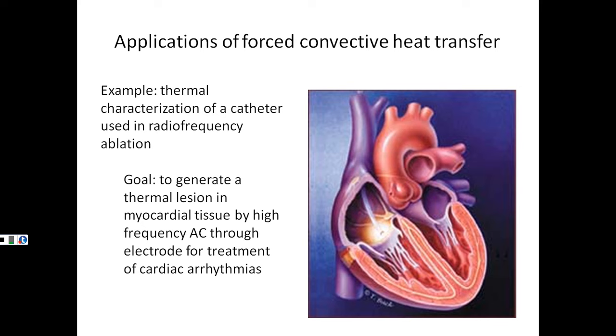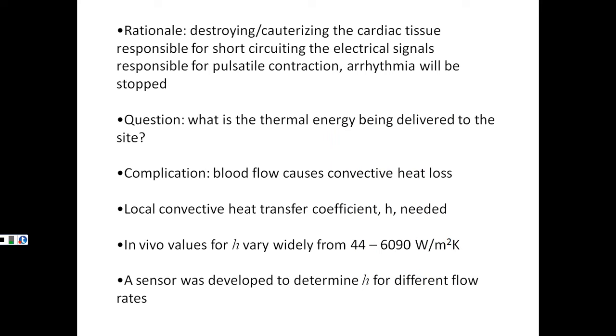arrhythmia. So if you're going to do that, you really want to know what kind of heat you're transferring to the tissue. Too much heat, and you'll get too large a spot of dead tissue. Too little heat, and you don't really get effective correction of what you're trying to do here. So the rationale is that we're going to want to short circuit these electrical signals. The question is, what is the thermal energy being delivered to that site within the heart? The complication is that the blood flow is causing convective heat loss.